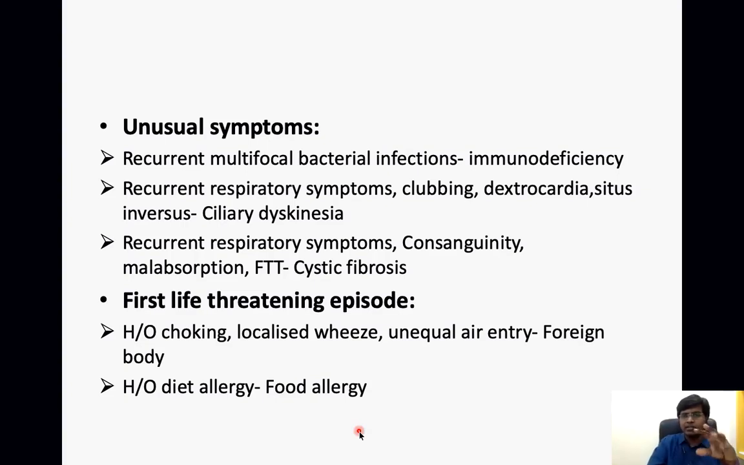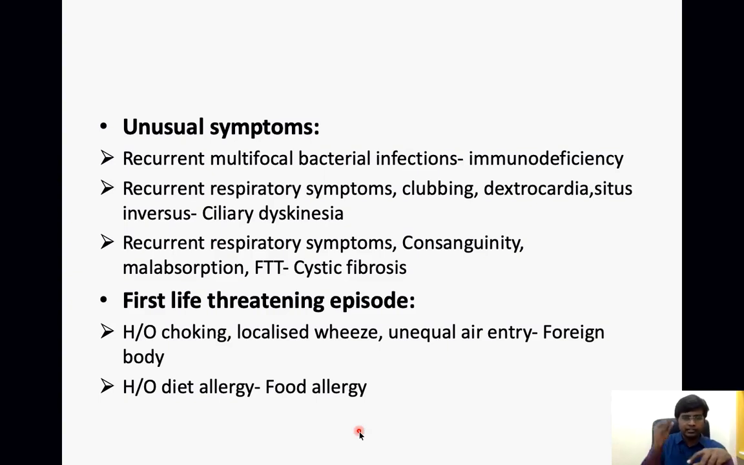Or the child might be having a failure to thrive. The child will be a very thin, lean child with malabsorption, fatty stools, recurrent respiratory infections, and consanguinity. Because it's an autosomal recessive disorder, it usually occurs in marriages within families. So you think of cystic fibrosis.